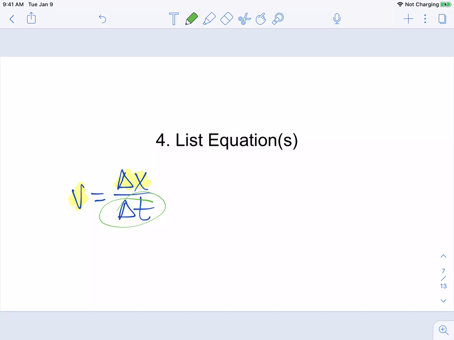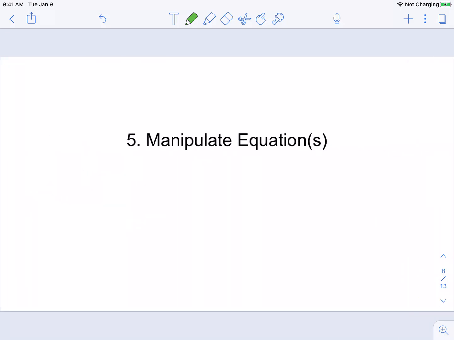Now, the next thing, right now we're just listing it as we found it on the sheet. The next step is to manipulate the equation. What does that mean? That means if you looked at the equation that I just wrote on the previous screen, you were trying to solve for delta t, for example. But that equation wasn't set up to solve for delta t. Now's the time that you rearrange the equation with the variables. I know right now you're thinking, can I just plug in the numbers and then solve it and rearrange it?